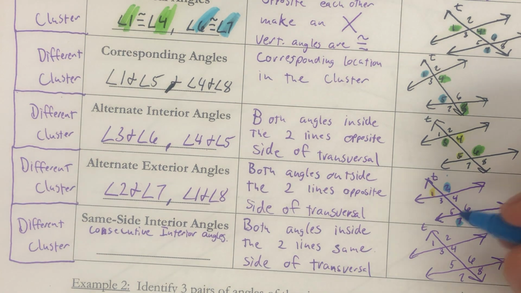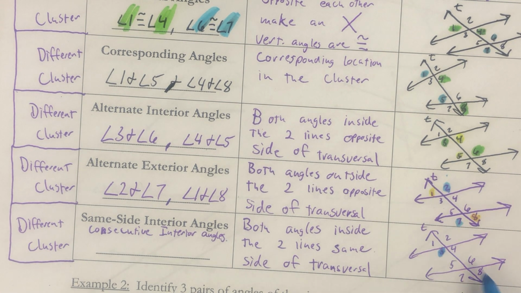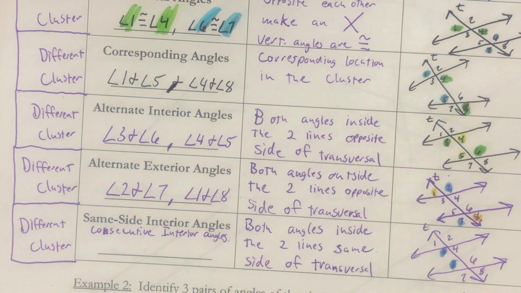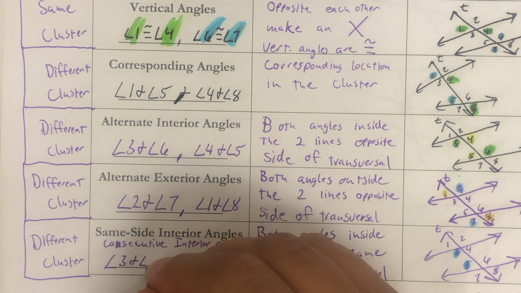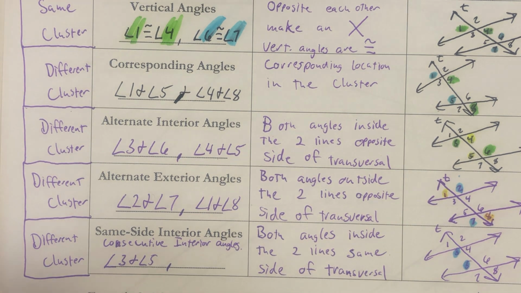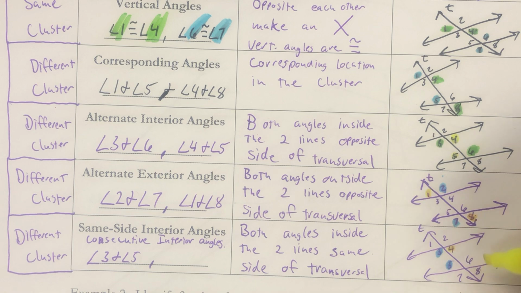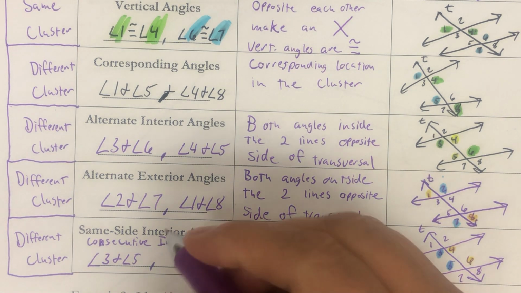So they're in different clusters. So angle 3 is inside, but if I say on the same side of the transversal, the other angle that's inside is angle 5. So angle 3 and 5 are consecutive or same side interior. And there's one other pair, and that would be angle 4 and angle 6, both inside the lines, and they are on the same side of the transversal.